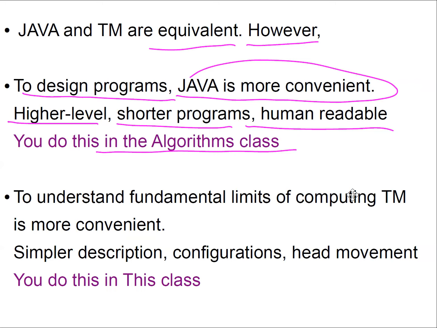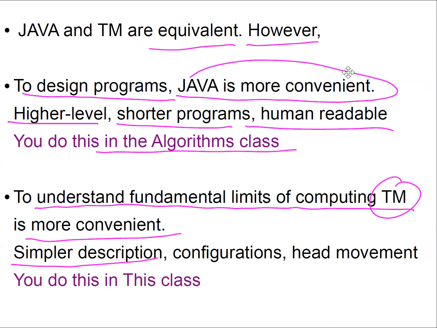In this class, instead, we're after understanding the fundamental limits of computing. For that, Turing machines are more convenient. Why? Because they have a simpler description, simpler configurations, and simple head movements. Just think that I was able to give you the entire definition, self-contained, of Turing machine computation in a few slides. If you want to be extremely precise about Java, it would take you a book, right? So this is what you do in this class, the fundamental limits of computing.